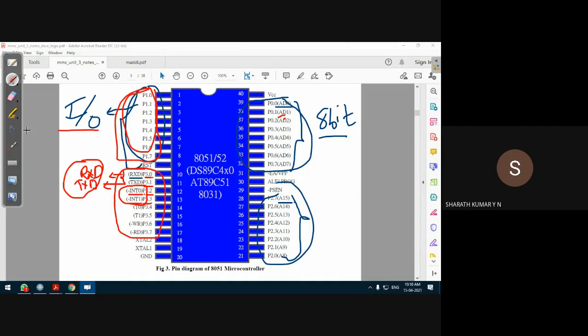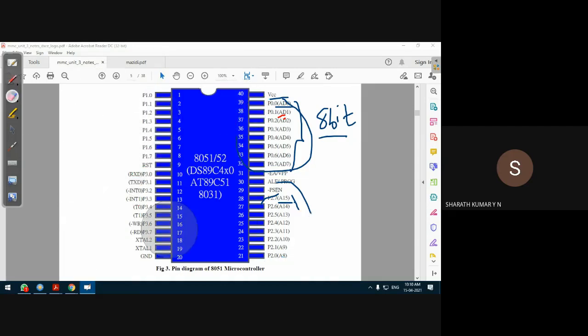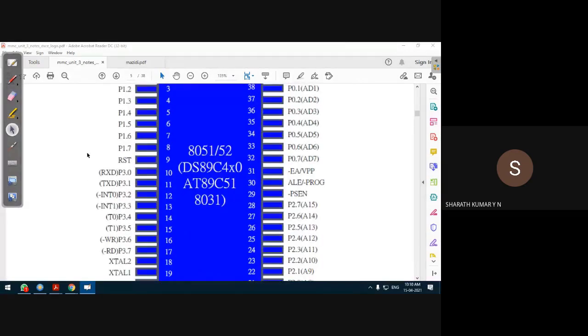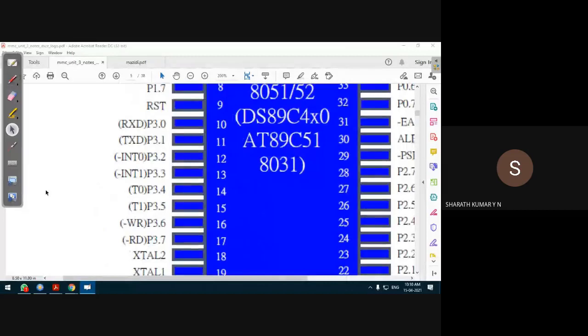What does this minus symbol indicate? Look a little closely, and let me zoom in so that you can see it. This hyphen may be getting blurred as I zoom into the document. You can see this minus hyphen symbol here. This hyphen symbol is nothing but a bar symbol. This indicates that it is an active low signal. Active low means this signal is effective whenever it is low, that is when it goes from high to low, from 1 to 0. When it is high or logic 1, these 2 signals will not have any effect on the microcontroller.